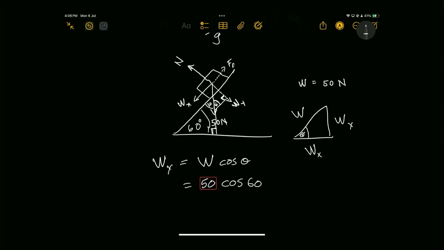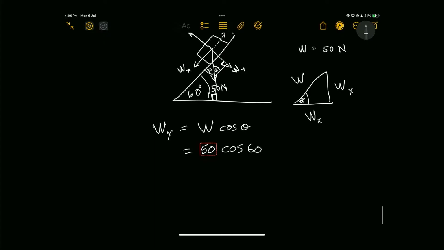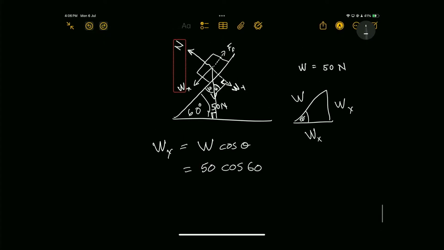I believe this would be equal to 25. You just want to verify that for me. And Wx would be equal to W times sine theta, which would be W times sine of 60. Sorry, this would be 50 times sine 60.